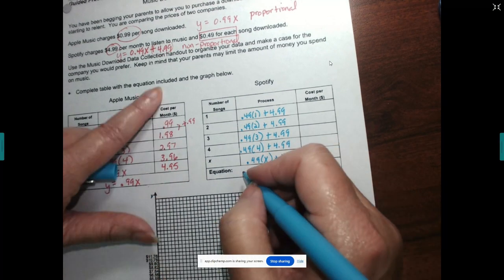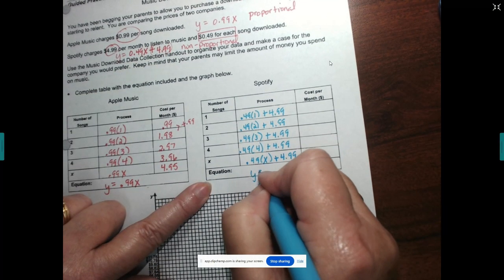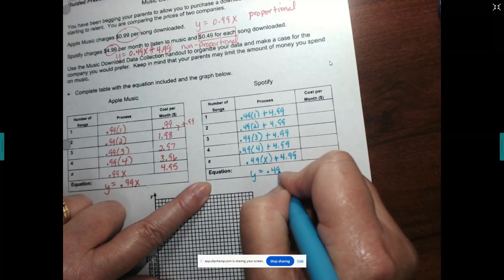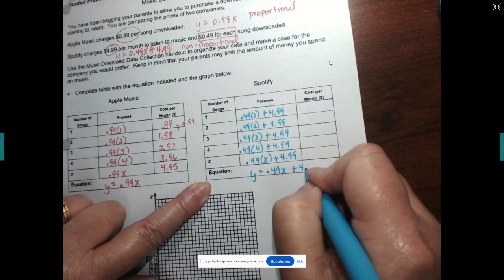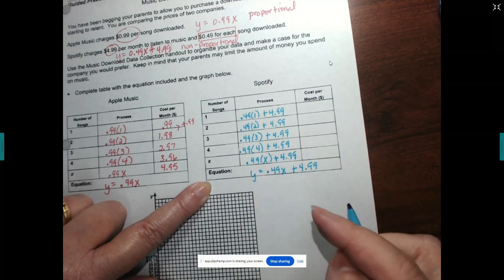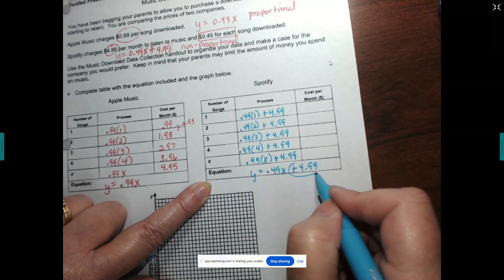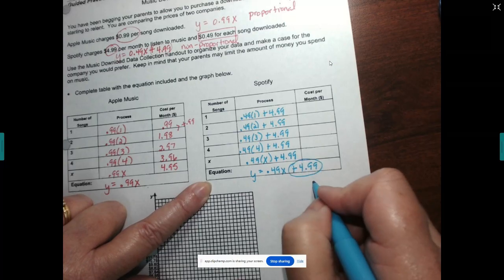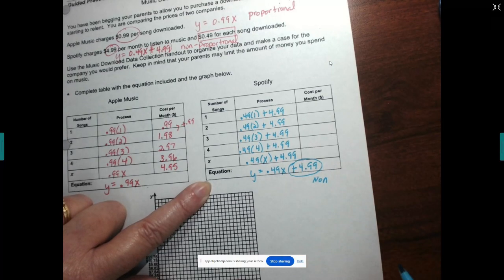And our equation, like we wrote up here, is Y equals 0.49X plus 4.99. All I did to write the equation was just add the Y equals. And remember, this plus $4.99 makes it non-proportional.